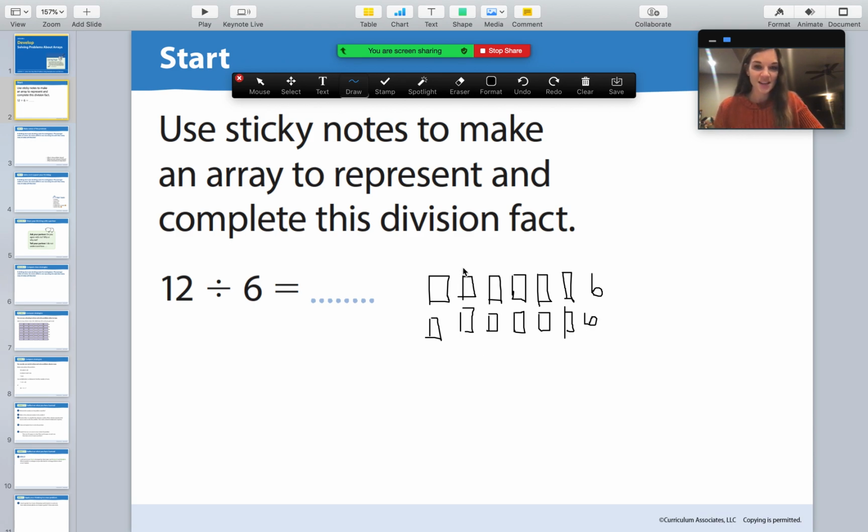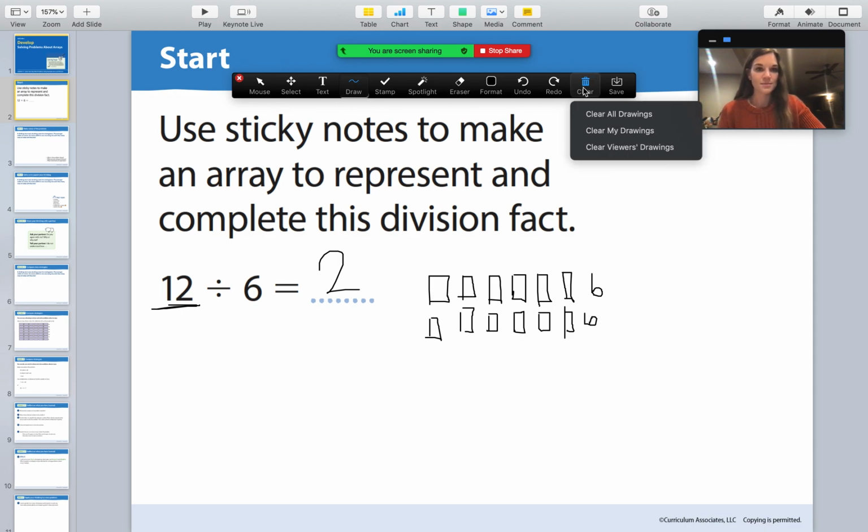And this means that there are how many sticky notes altogether? There are 12. So this would be our array. So we don't know this number, but if we know there are 6 in each row, and we've just done 12 altogether, how many rows are there? We have 1, 2. So our answer would be 2. Okay.